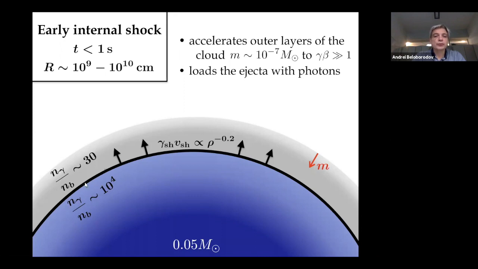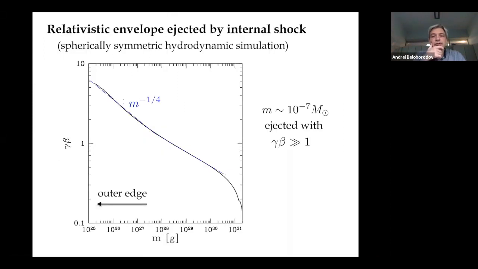a large number of photons per baryon, about 10^4, simply because it hits the material, and when you do the calculation, you find that it ejects about 10^4 photons per baryon. This is the hydrodynamic simulation of the shock, early shock breakout. And you can see how it is distributed over mass. So again, little m is mass measured from the outer edge of the envelope.